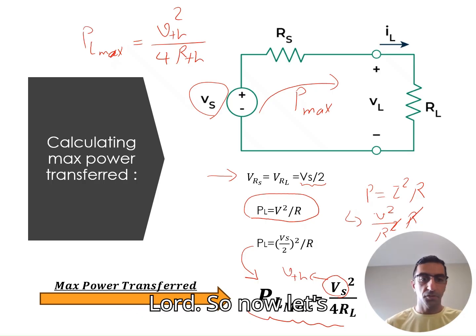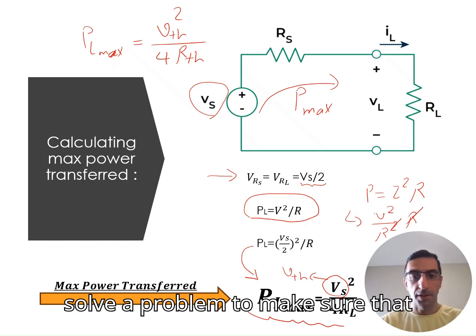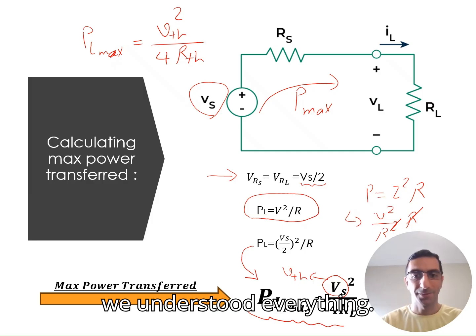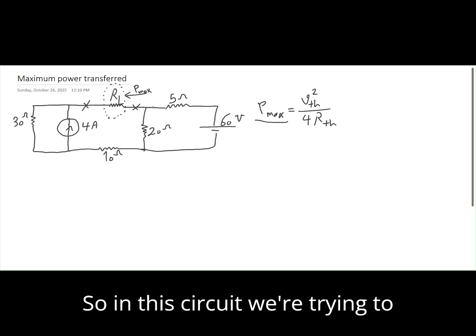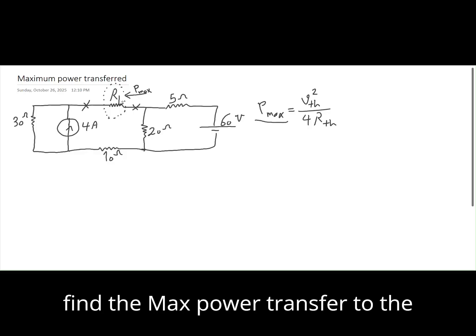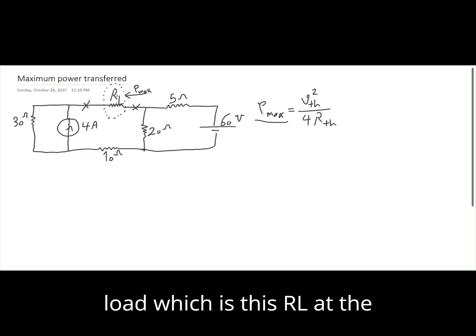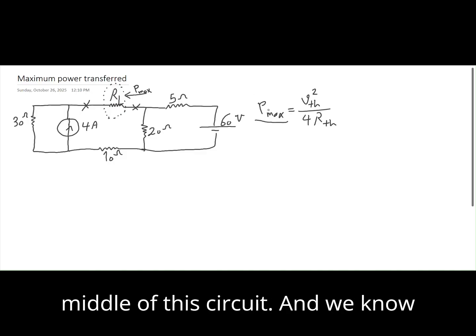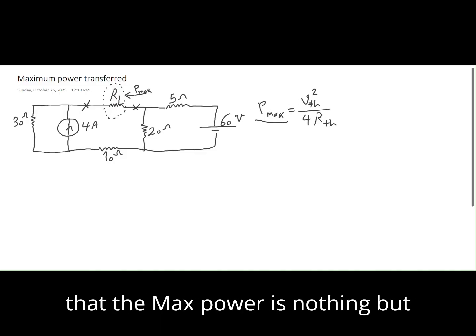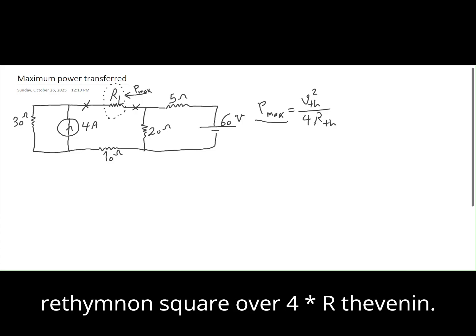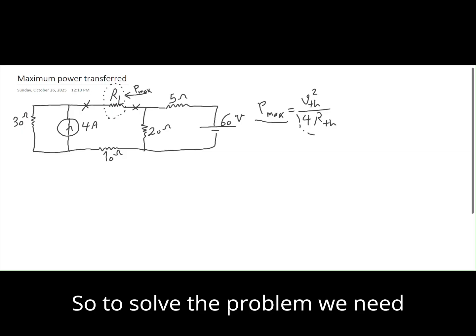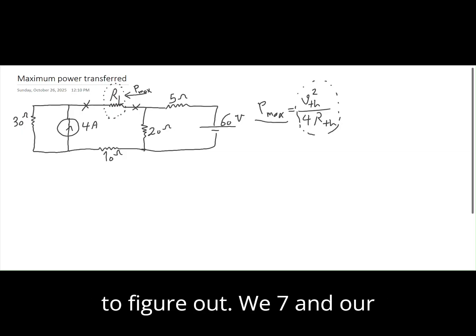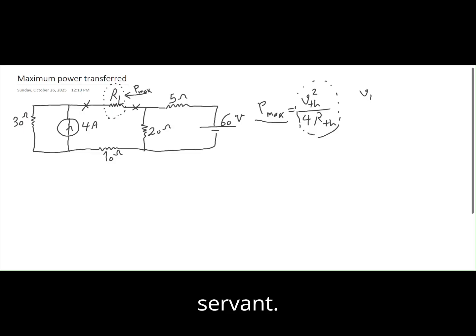So now let's solve a problem to make sure that we understood everything. In this circuit, we're trying to find the max power transferred to the load, which is this RL in the middle of the circuit. And we know that the max power is nothing but V Thevenin squared over 4 times R Thevenin. So to solve the problem, we need to figure out V Thevenin and R Thevenin.